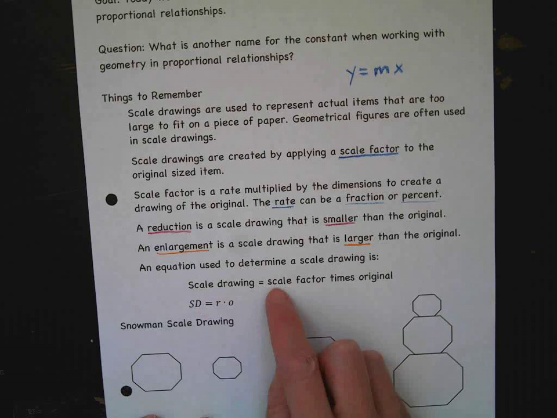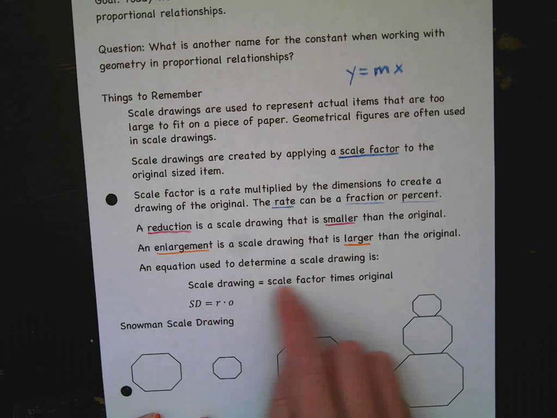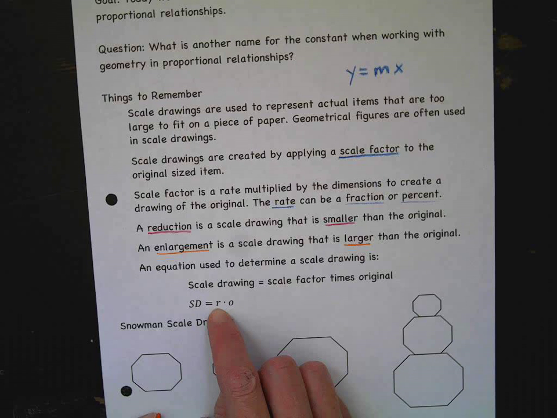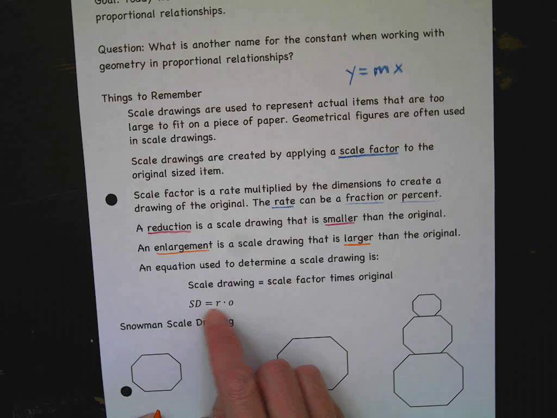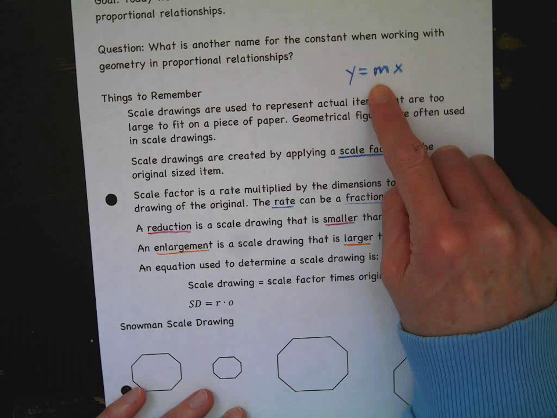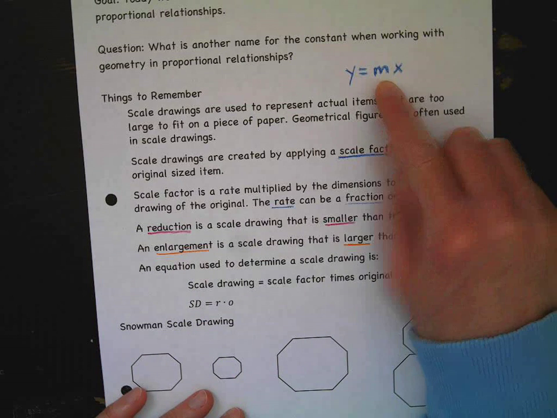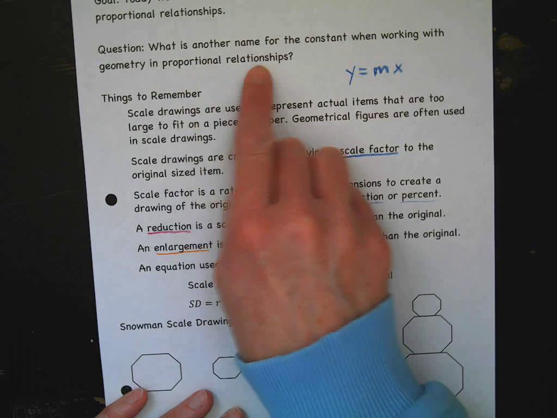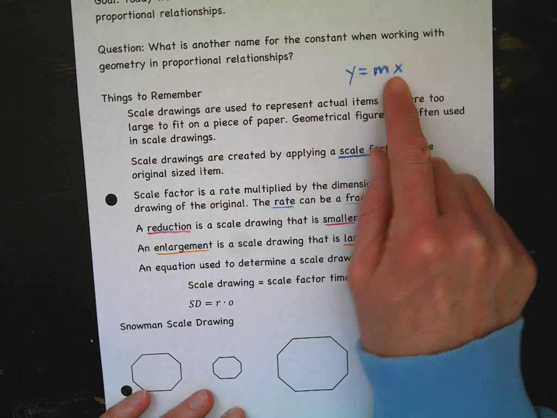So scale drawing, SD, scale factor, R. I don't know why they call a scale factor the R factor; if you want to Google it and figure it out, go ahead. But that tells you what size change is going to happen, and then O stands for original. So SD equals R times O. Now, I want to flash back up here really quickly, and I want you to compare these two equations. This equation is what we used when we were working solely with proportional relationships, y equals mx.